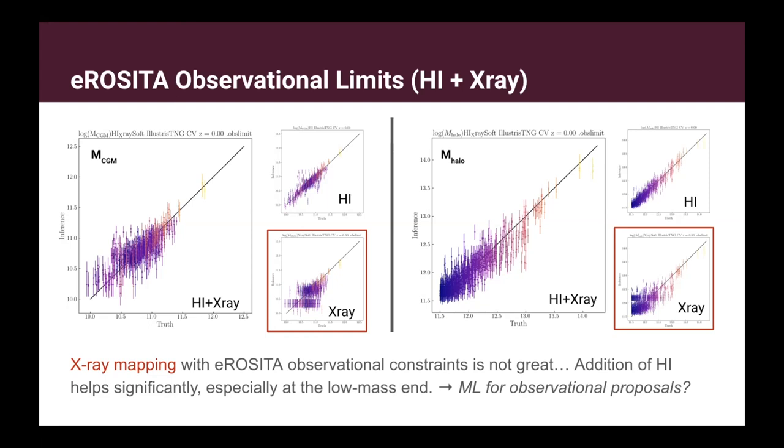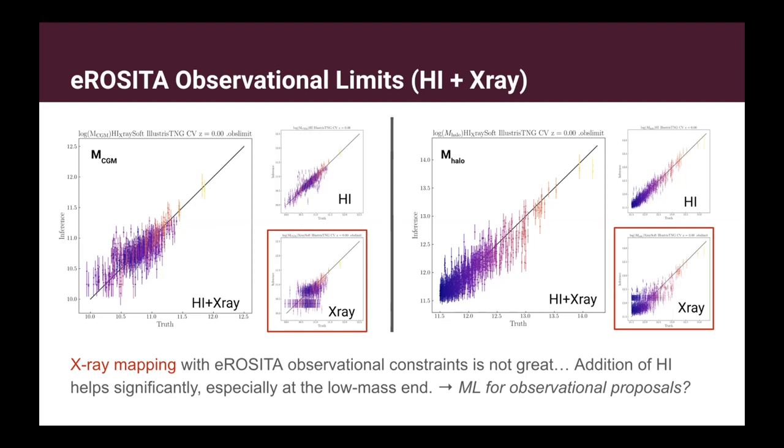You can see that on the X-ray plots, which are boxed out in red, in the low mass range, something weird is going on, and this is what we expect, that it's not so great when we include these Euclid observational constraints. However, with the addition of HI, it helps significantly. I think that's pretty clear here, especially in the low mass end.